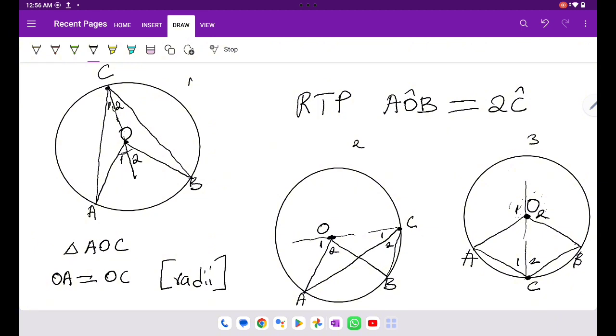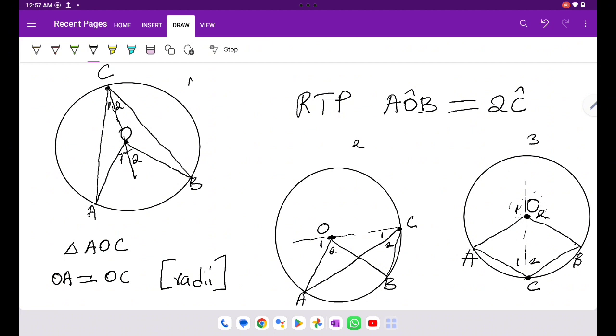OA and OC, you can see this applies to all the three diagrams. Even in diagram number 2, OA and OC are radii. So this is very, very important. Now, because OA and OC are radii, then it means our triangle AOC is an isosceles triangle because it has two sides which are equal. So as I have indicated, we need the knowledge of an isosceles triangle.